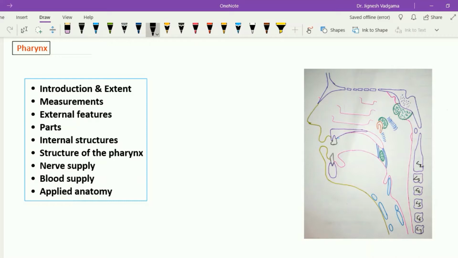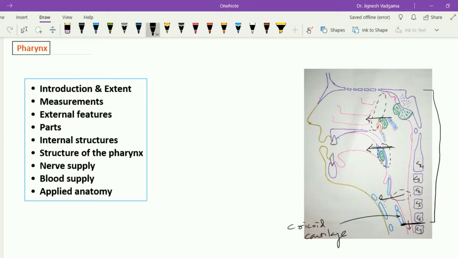So pharynx is a musculomembranous tube. So it is made up of muscles as well as membrane, and it is lined from the inner side by the mucous membrane. It extends from the base of the skull to the lower border of the C6 vertebra. So this area is the extension of the pharynx, and it is continuous with the esophagus below the C6 vertebra, that is at the level of the lower border of the cricoid cartilage.